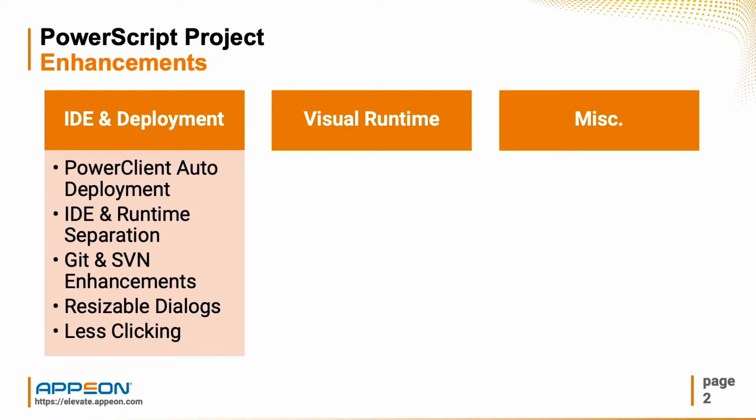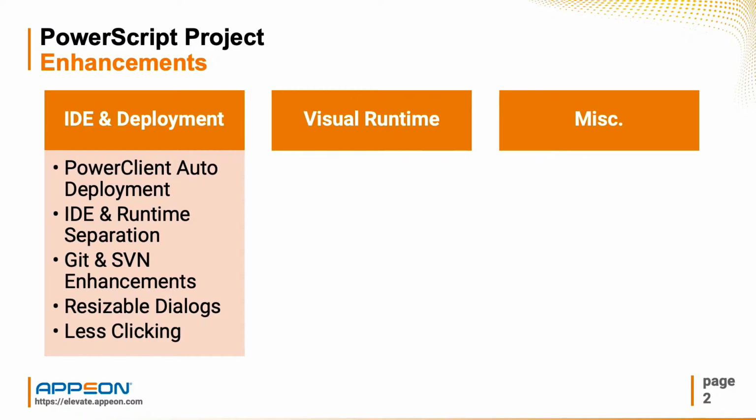Git and SVN source control have been both enhanced. Especially Git now allows you to branch from within the Power Builder IDE. The system dialogues are now resizable, so they are now much easier to work with. We have optimized some of the context menus so you can do less clicking to get things done.